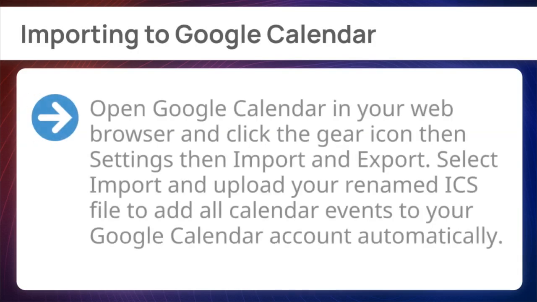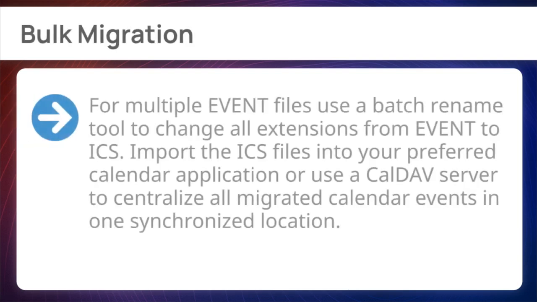Next, importing to Google Calendar. Open Google Calendar in your web browser and click the gear icon, then Settings, then Import and Export. Select Import and upload your renamed ICS file to add all calendar events to your Google Calendar account automatically. Finally, bulk migration. For multiple event files, use a batch rename tool to change all extensions from event to ICS.